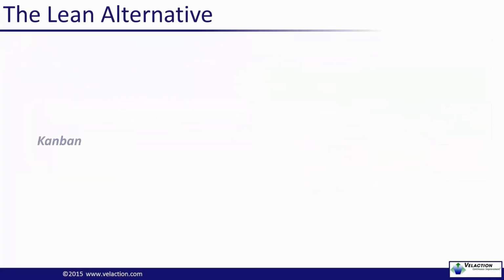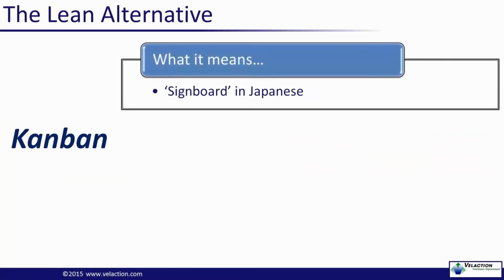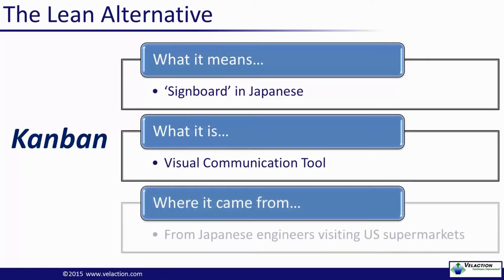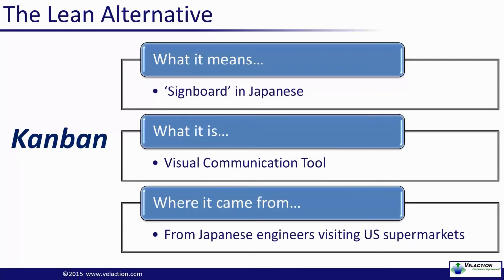So what's the alternative? Kanban. Now, Kanban is a Japanese term meaning signboard. To clarify a bit, a Kanban is simply a visual communication tool used to manage inventory. Now, as the story goes, Kanban can trace its origins to a group of Japanese engineers visiting the U.S. supermarket system after World War II. They were led by Taiichi Ono from Toyota, who is widely considered to be the father of modern lean. He reportedly emulated this replenishment system at Toyota, where it has continued to evolve to this day.